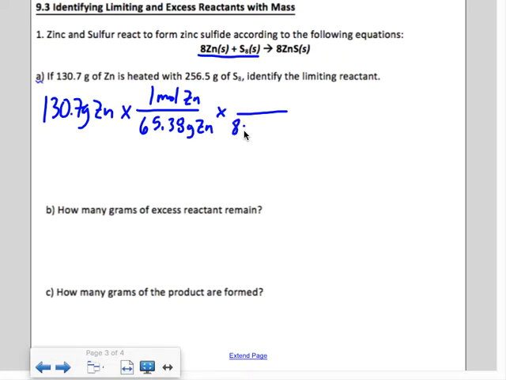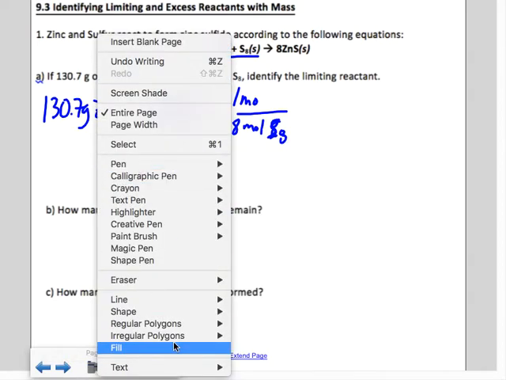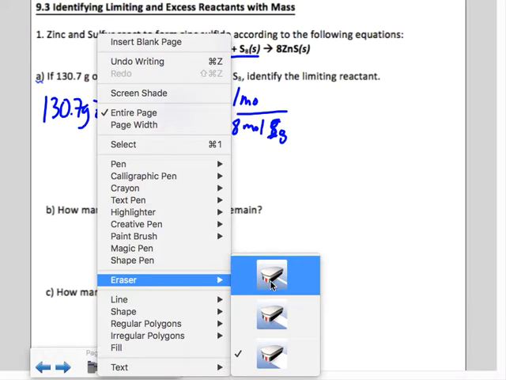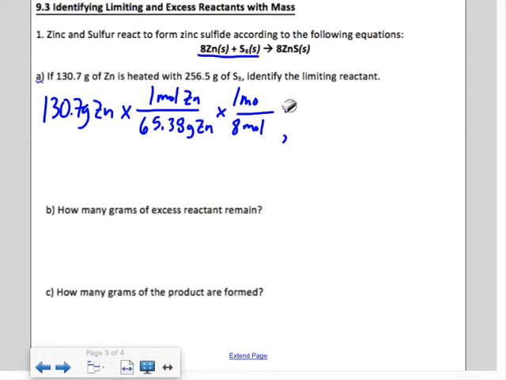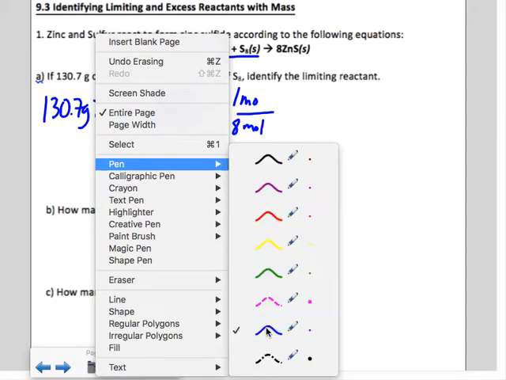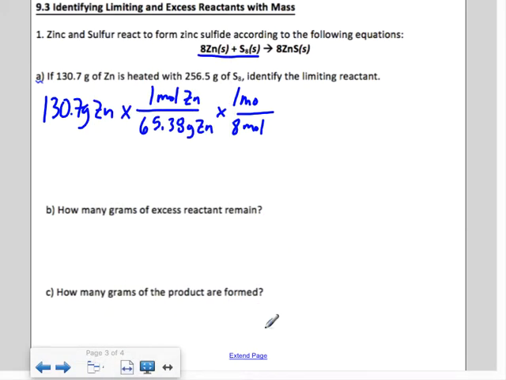That means moles of zinc will go down here, but it's going to be 8. Oops, that's S8. Okay, I really just epically messed up there. All right, let's try that again. So it's supposed to be 8 moles of zinc to 1 mole of sulfur.